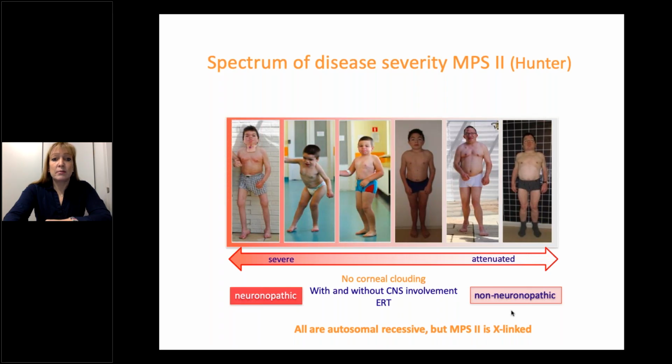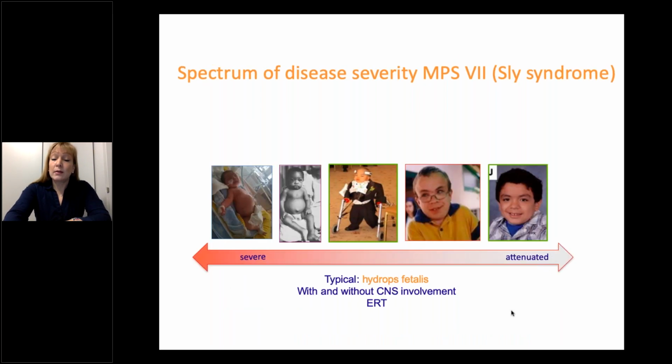It's the Hunter syndrome. You see, we have patients with cognitive and without cognitive involvement. Important in this Hunter syndrome is that beside all other MPSs and also mannosidosis, MPS 2 is the only X-linked disease in this group of diseases. So MPS 2 is X-linked. The mothers are carriers and the boys are affected. And they have no corneal clouding, which is a very specific symptom for MPS. A child with corneal clouding, you should think of MPS.